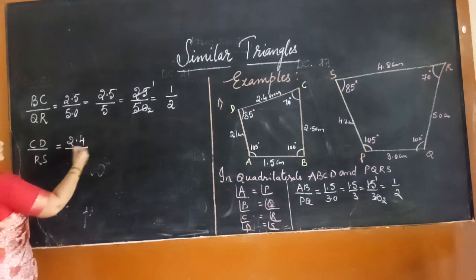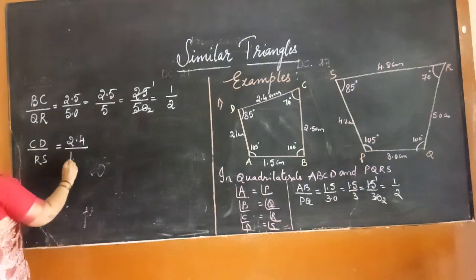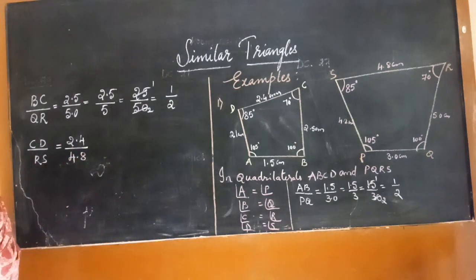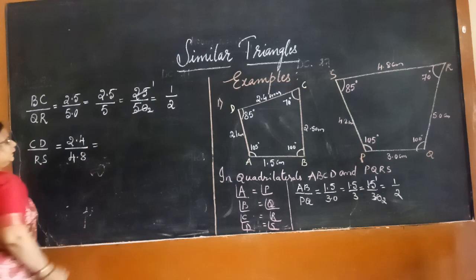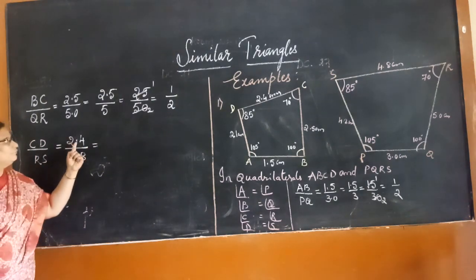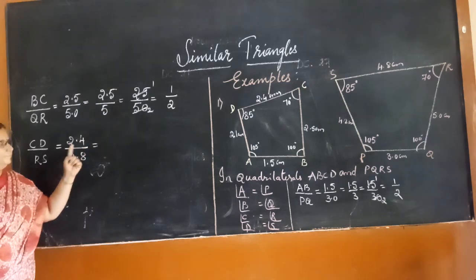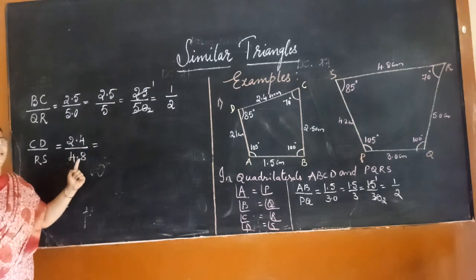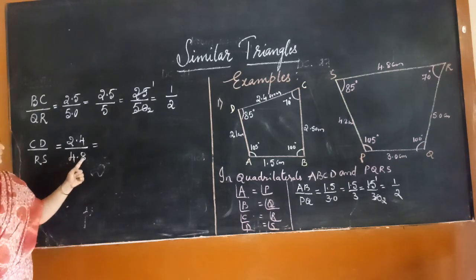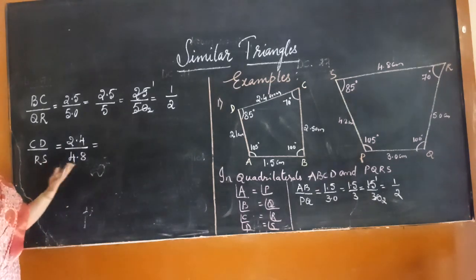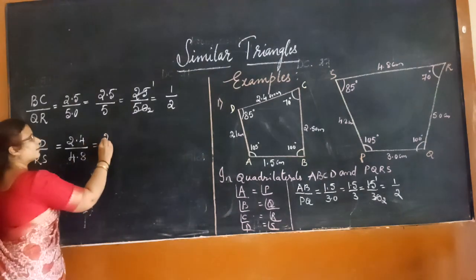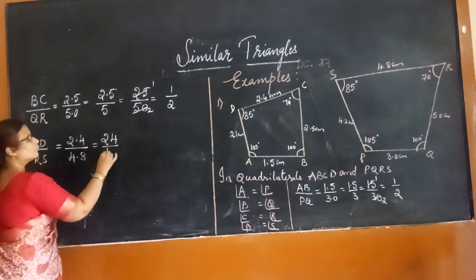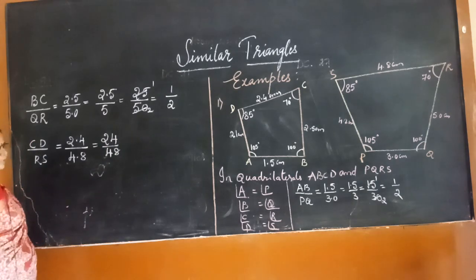2.4 centimeter. Length of RS is 4.8 centimeter. Now you see, after the decimal point there is one digit in the numerator. In the denominator, same thing. After the decimal point, there is one digit. So you can ignore the decimal digits and write it as 24 by 48.